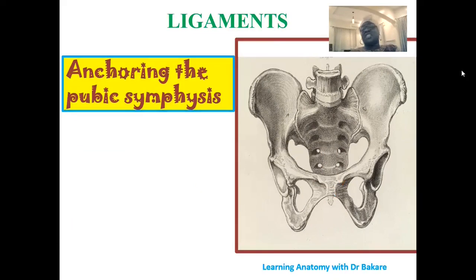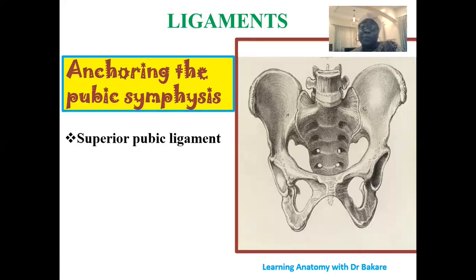Then the other structures that are seen in the anterior wall of the pelvic cavity are ligaments. These ligaments basically anchor the pubic symphysis. We know that we have a number of joints created within the pelvic cavity, and one of which is the pubic symphysis. This pubic symphysis needs to be supported by ligaments, and these ligaments are also taken as part of the structural component of the anterior wall of the pelvic cavity. So we have a number of ligaments at this point.